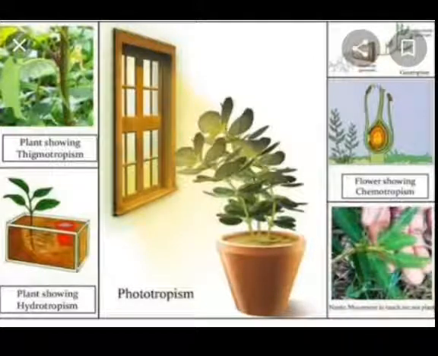Next one is geotropism. It is the movement of a plant part towards the soil. This is a characteristic of the root system. The roots always move in the direction of Earth's gravity. Now comes hydrotropism. It is the movement of a plant towards water. The stimulus here is water itself.